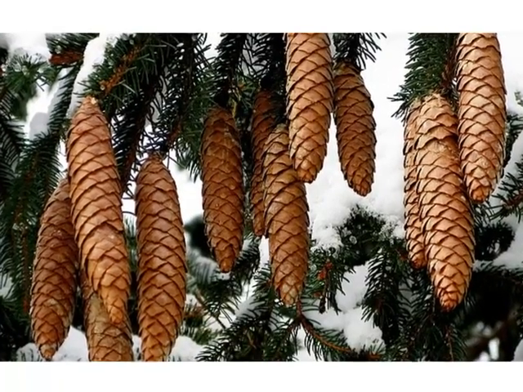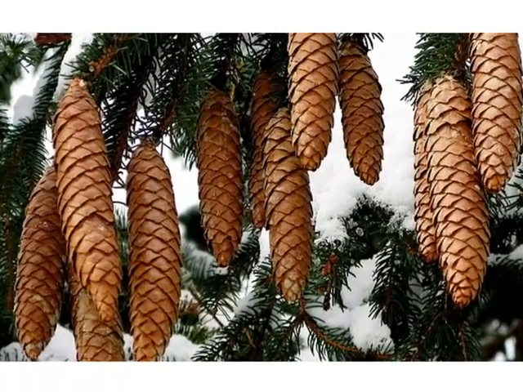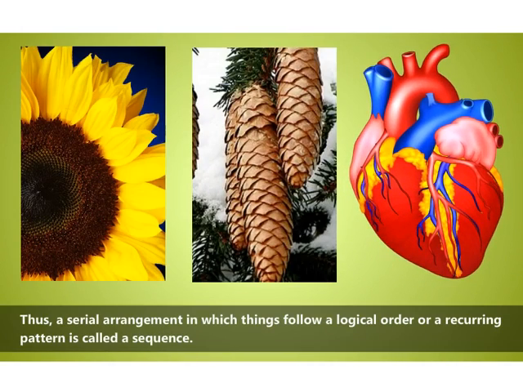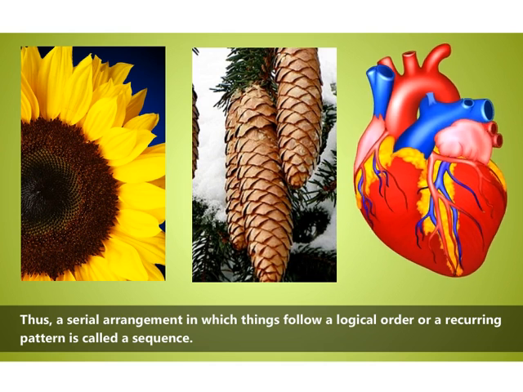Even the spirals around a pine cone follow a certain pattern, and our own human heartbeat too follows a certain order. Such patterns or orders form a sequence. Thus, a serial arrangement in which things follow a logical order or a recurring pattern is called a sequence.